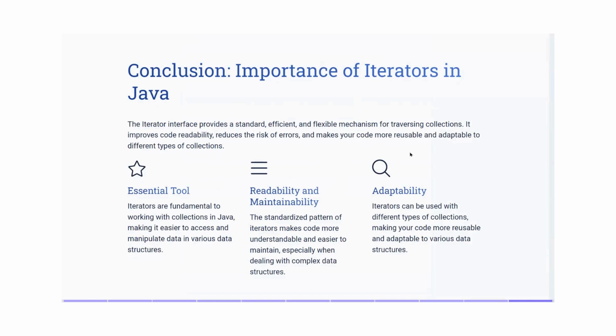As I said, that program was to show how to use the iterator interface with a set and perform operations and modify the set. Now, in conclusion, the iterator interface provides a standard, efficient, and flexible mechanism for traversing collections in Java. It improves code readability, reduces the risk of errors, and makes your code more reusable and adaptable to different types of collections.